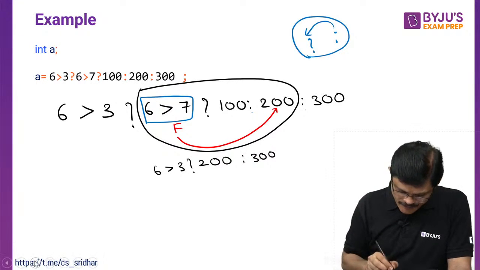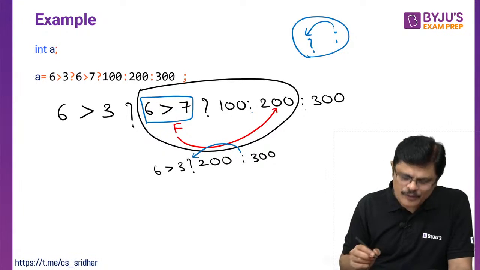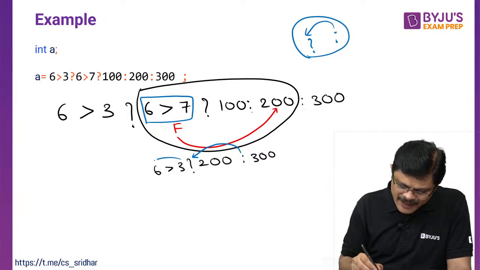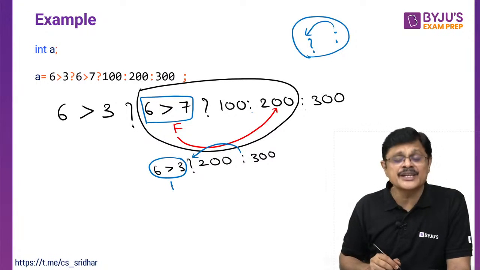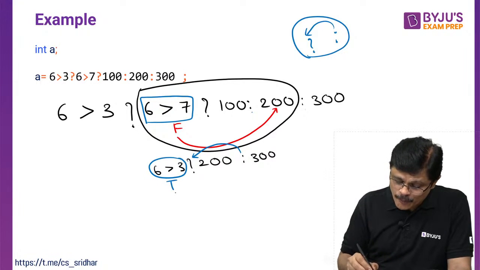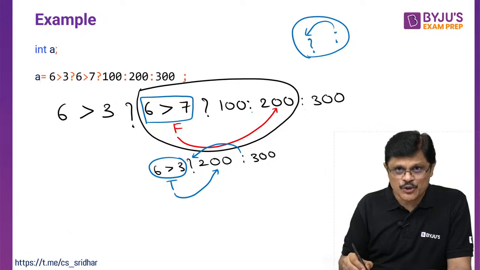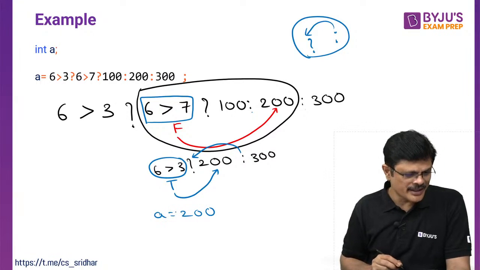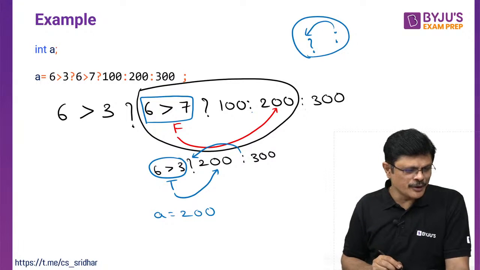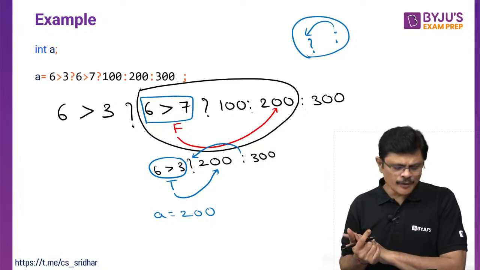Now if you observe, for this colon, this is the question mark. So again evaluate this expression. 6 greater than 3 is true. True means 200 is the answer. So what is the value of A, sir? A is 200. Very good, very good. You people are rocking. All of you able to follow this?